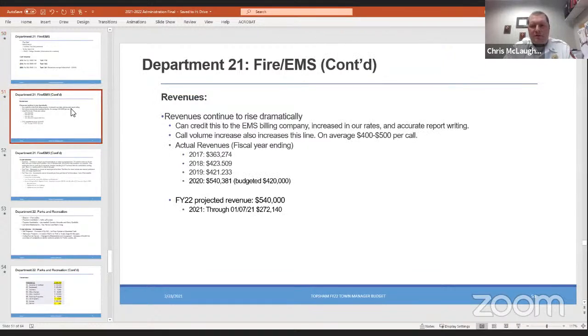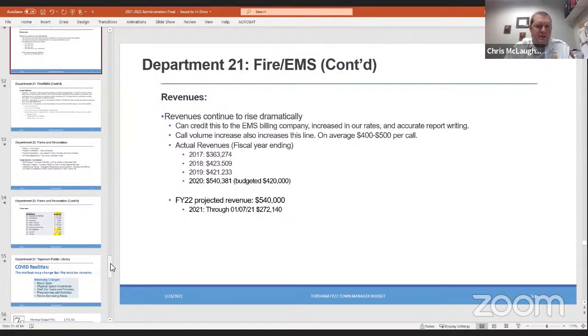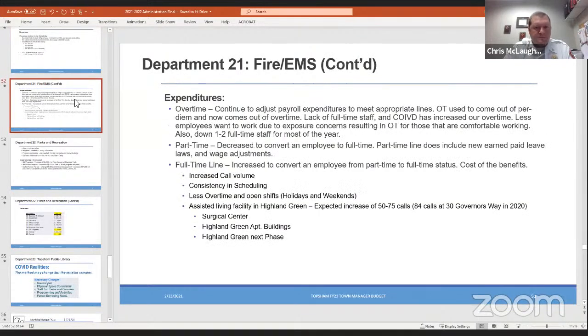A quick recap of revenues, which we've been paying a lot of attention to over the last few years. They are up significantly again. We projected 420 for the last fiscal year, and actually came in at 540,000 total revenue. So for this coming fiscal year, I went with that number, and we're on pace right now to hit it in this fiscal year. So I think 540 is a good estimate as far as revenues go for transport fees.